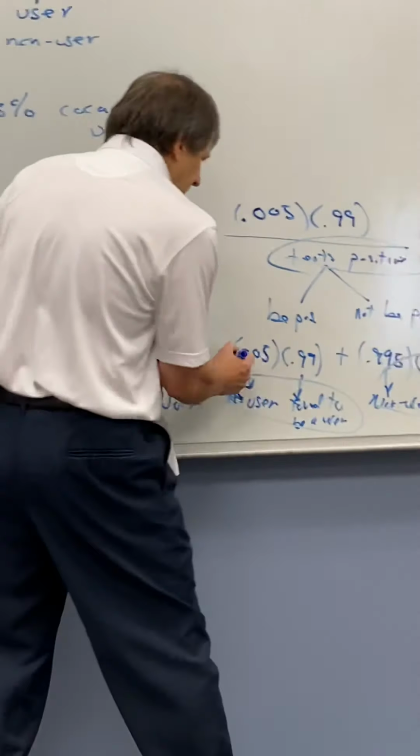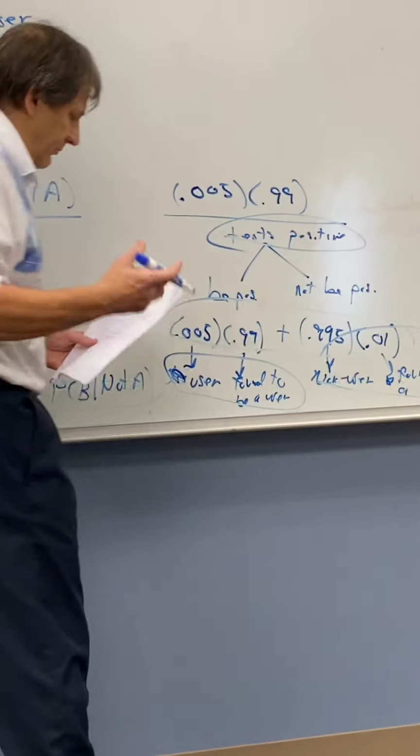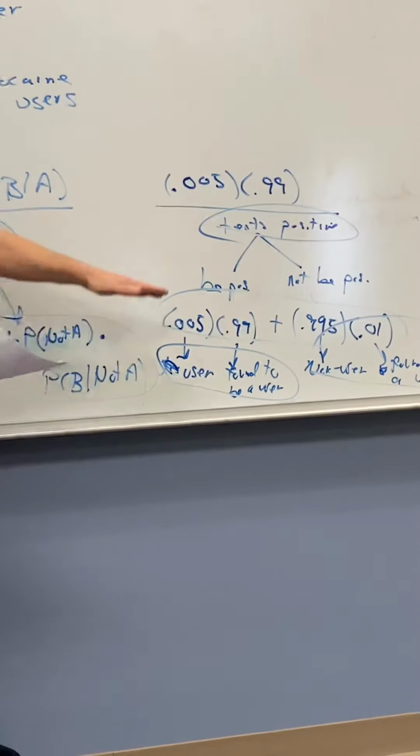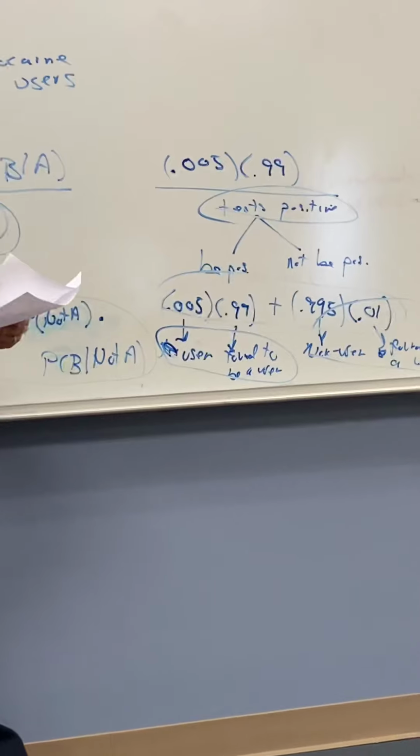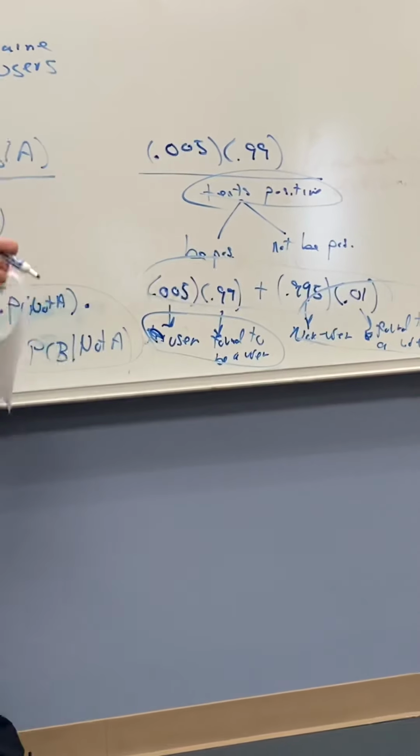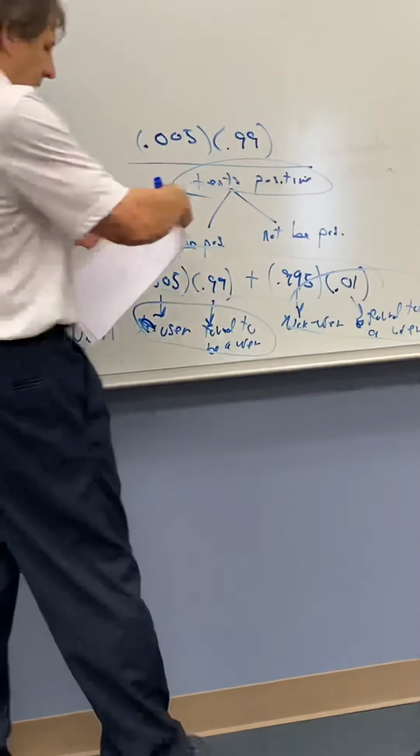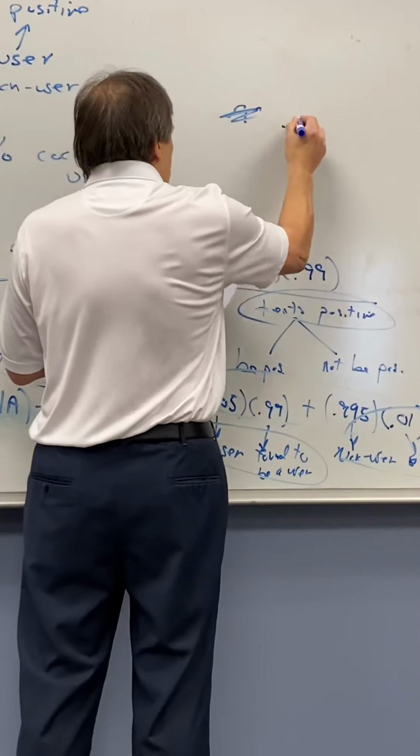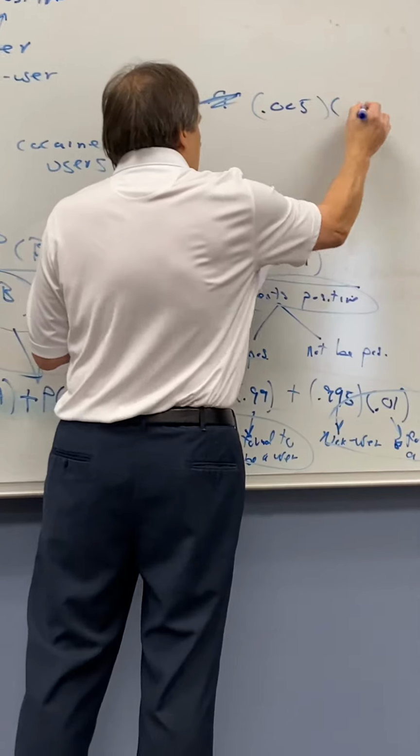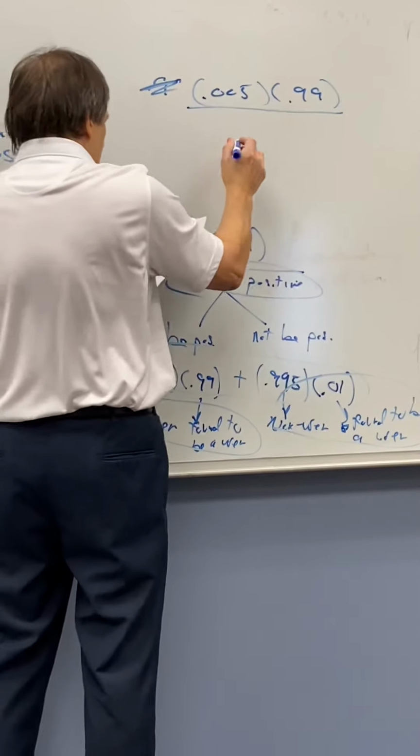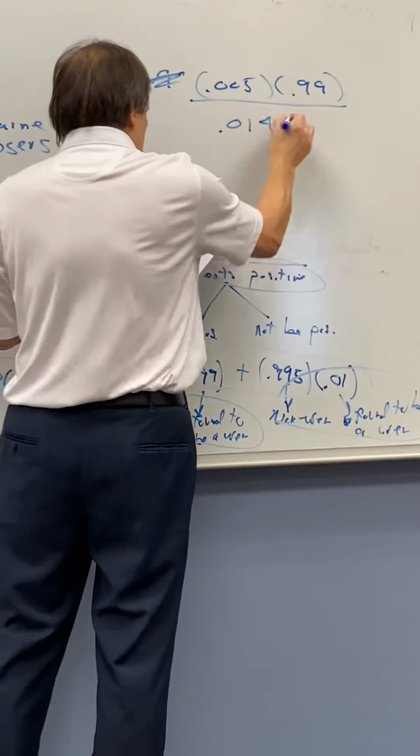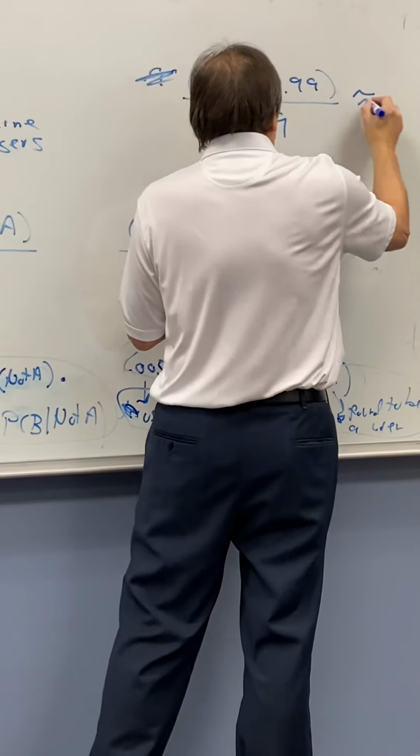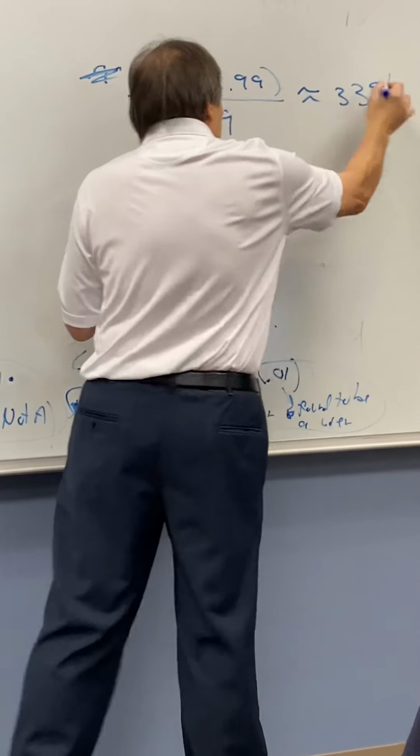So we're going to put this all together. Well, not really put it together, we're going to add it, right? So adding the denominator, we get 0.0149. So we now have 0.005 times 0.99 divided by 0.0149, and that is approximately 33%.